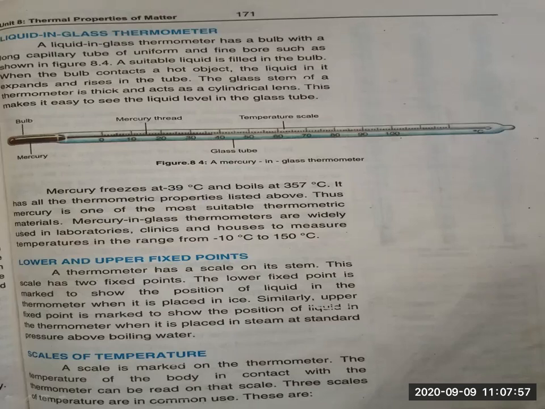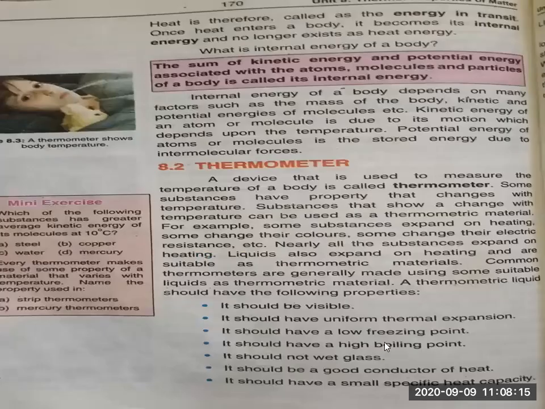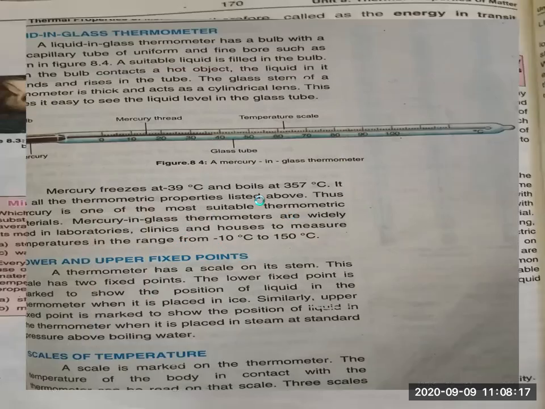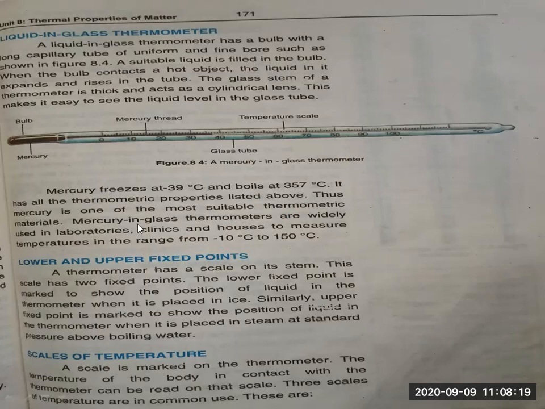So I have told you the thermometric material. Mercury is used in the thermometer as a thermometric material. It has a low freezing point and high boiling point. It has all the thermometric properties listed above, as I explained to you lastly. So mercury satisfies all the thermometric properties. Thus, mercury is one of the most suitable thermometric materials.